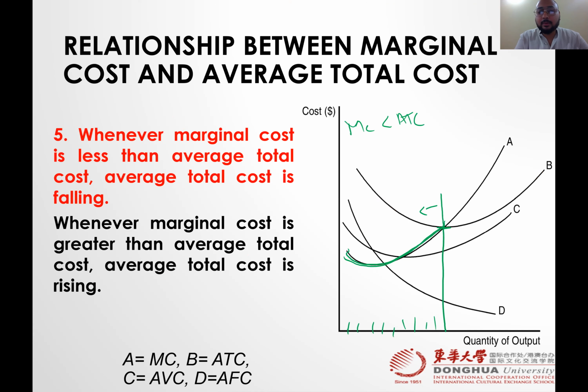When the marginal cost curve is less than the average total cost curve, the average total cost curve is falling. So you see the behavior, the average total cost curve is falling. And MC, of course, when we produce more, MC rises, right? So on the left hand side, where MC is less than average total cost, the characteristic of these curves is that the average total cost is falling.